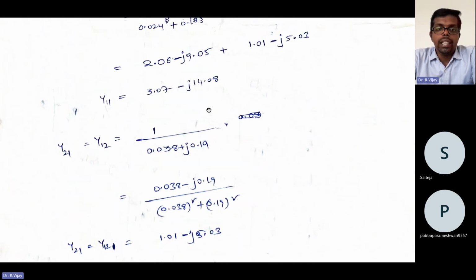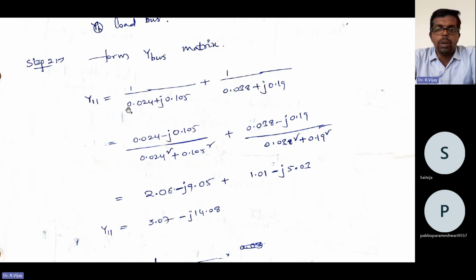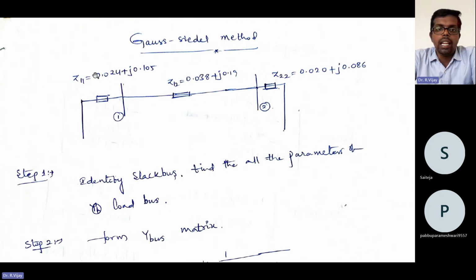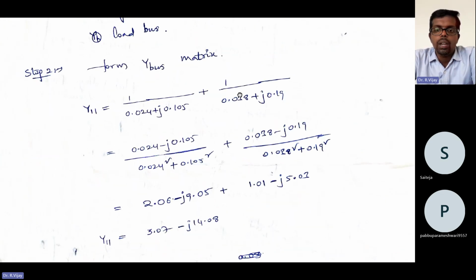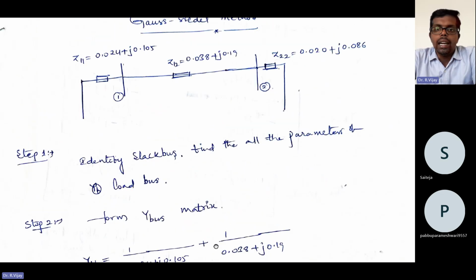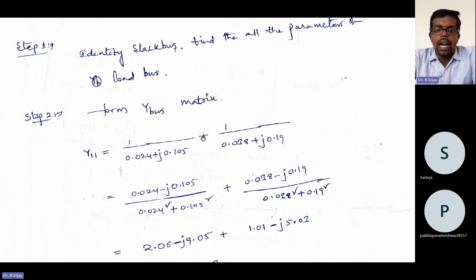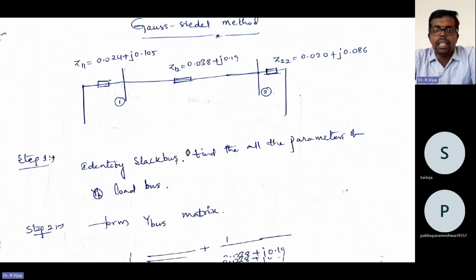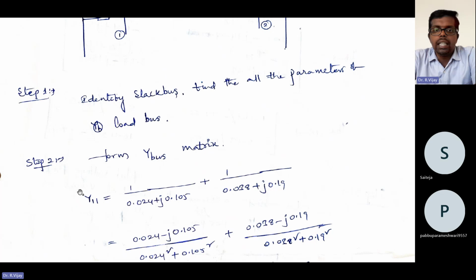First we need to solve for Y11. Y11 is equal to this particular self impedance, as well as Z12 that you need to add. So you add 1 divided by 0.024 plus j into 0.105, because it is given in the question. This is the admittance Y11.